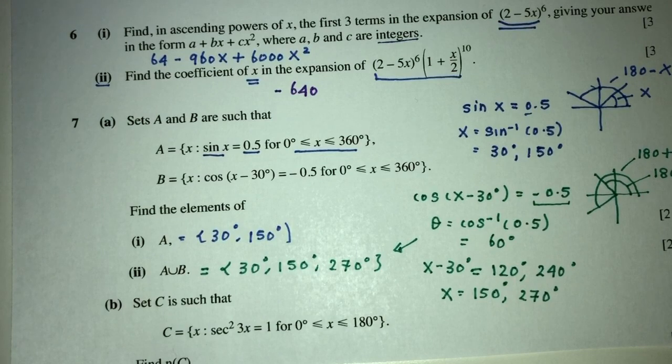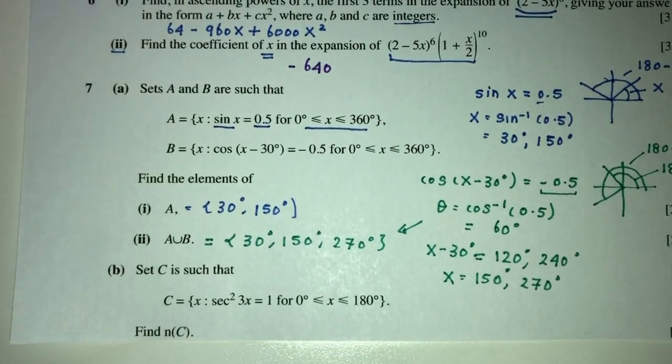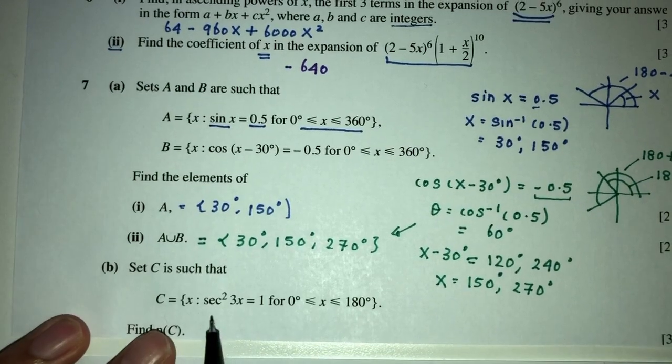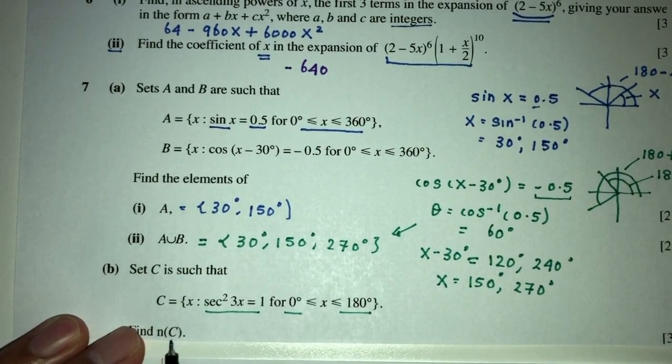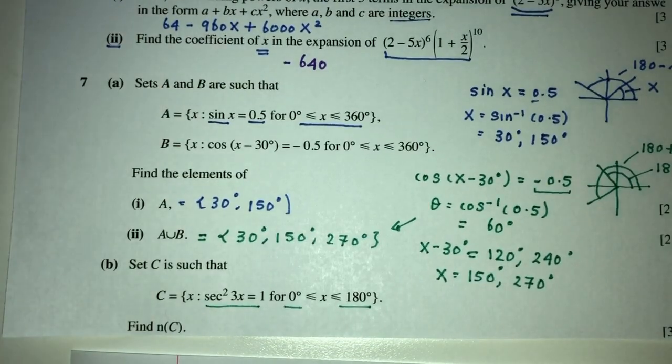Now let's move on to part D of the question. Let me find a new page for this one. Here we have a set C defined by this between 0 and 180. We have to find the number of elements in C. This one is not as easy. We have to try to simplify first and then find the corresponding values. Let me find a new page here to solve this question.